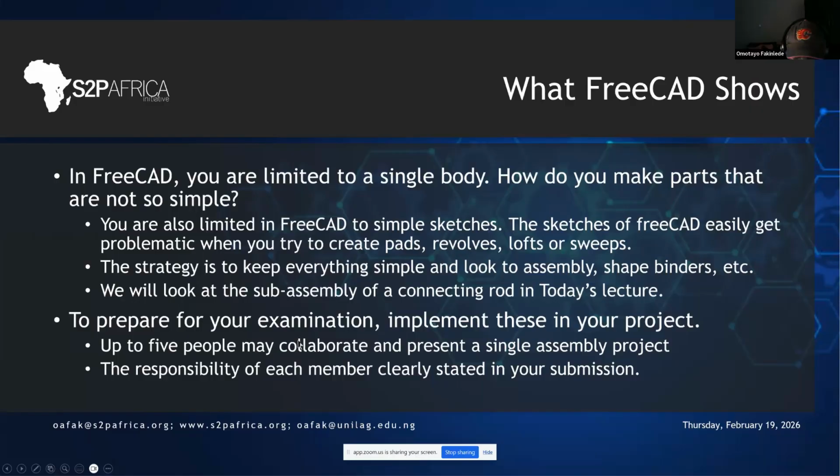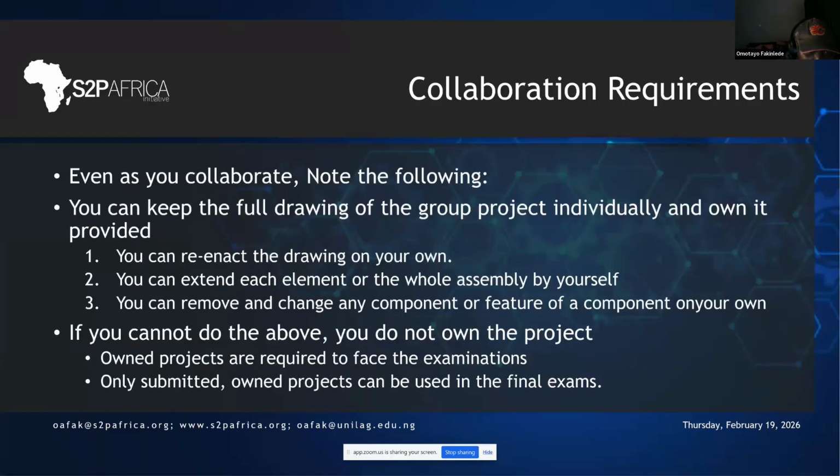Up to 5 people may collaborate and present a single assembly project. The responsibility of each member will be clearly stated in your submission. So it is the duty of the class to explain what each party is doing. Even as you collaborate, note the following. Number 1, you can keep the full drawing of the group project individually and own it, provided you can reenact the drawing on your own. The fact that the whole team participated, you have to take it, study it, and make sure you can do it all by yourself.